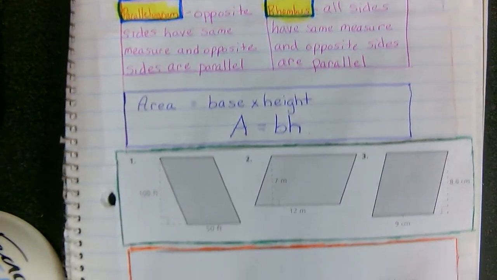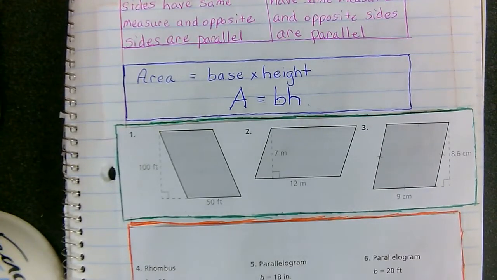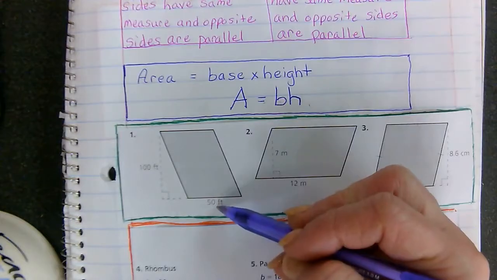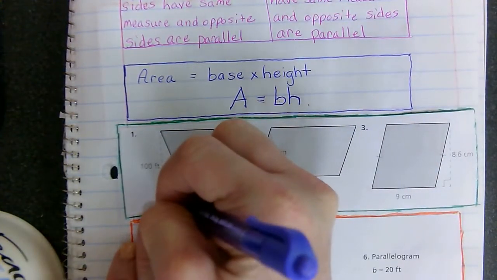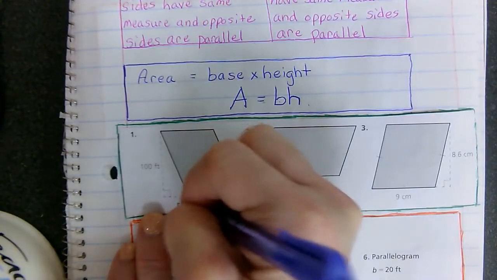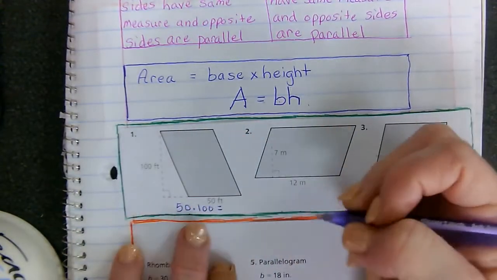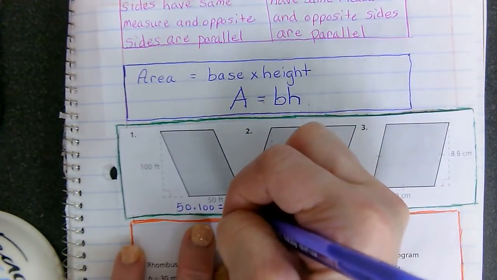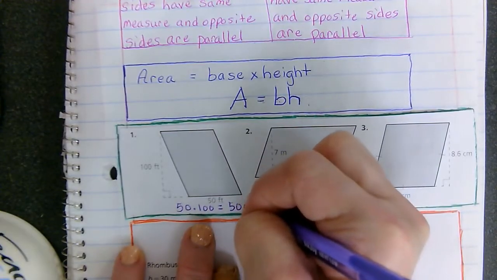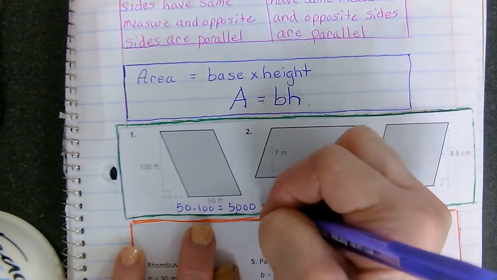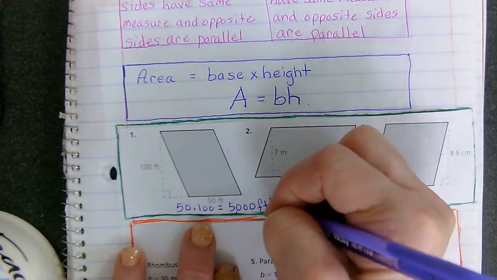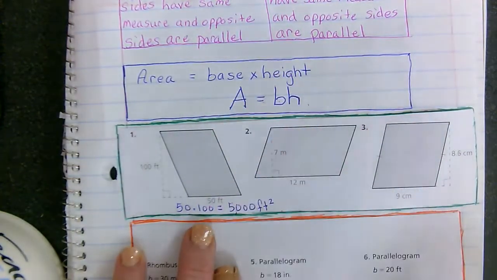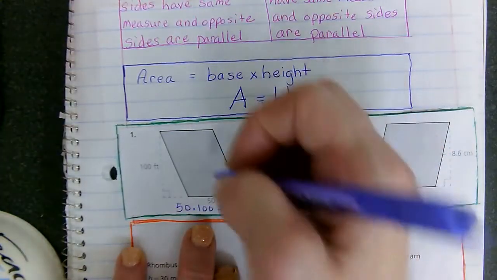We're going to start with some practice today. And if it's base times height, this isn't going to be so bad, guys. You just do 50 feet, which is the base, times 100 feet, which is the height. And so it's 50 times 100. And then when you multiply that together, you get 5,000, and you write feet because that's the distance around, but then it's squared because it's everything inside as well. Area includes all of it.